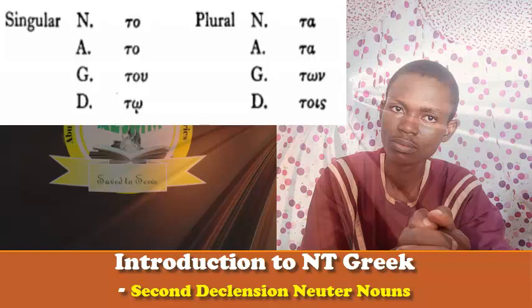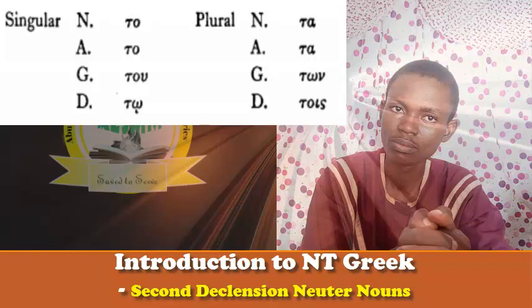And the plural nominative, that's ta. Plural accusative, that's ta also. The genitive is ton. The dative is tois.